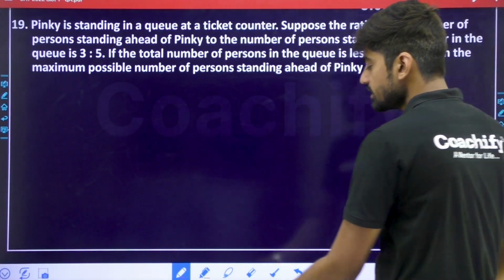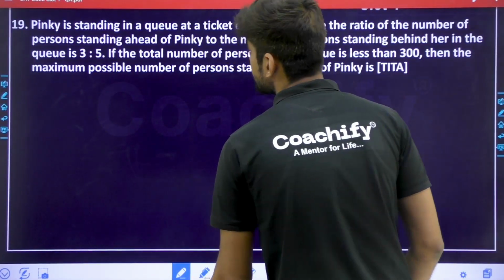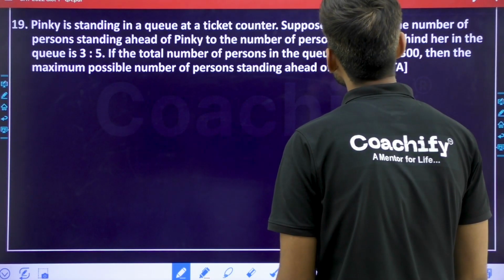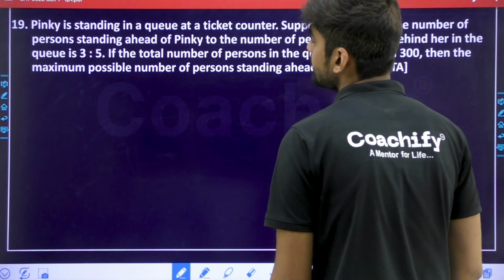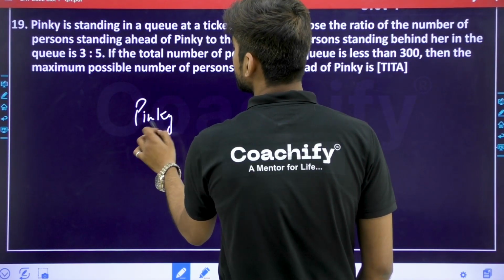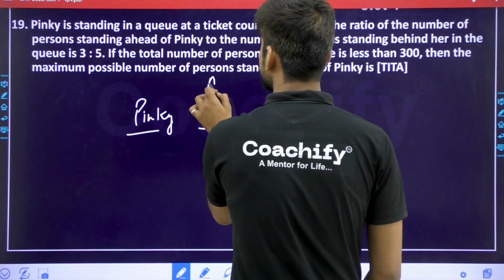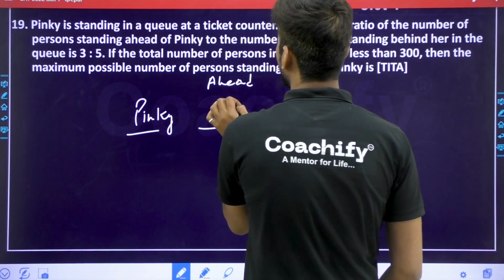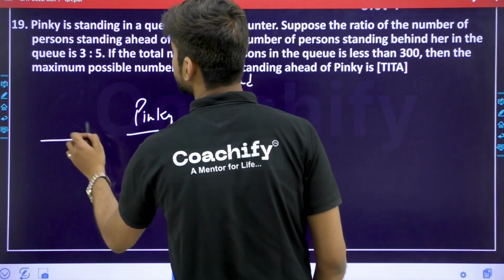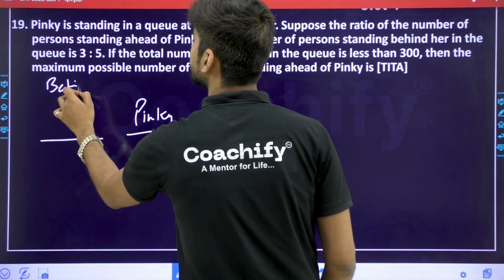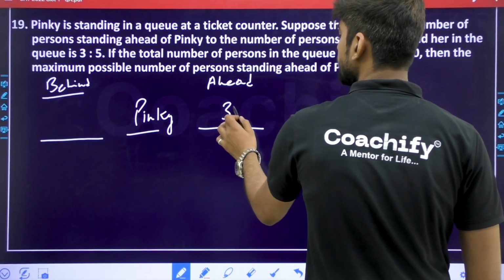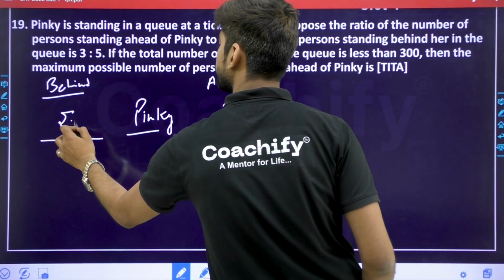And the question says that Pinky is standing in a queue at a ticket counter. Suppose the ratio of the number of persons standing ahead of Pinky, so let's say here's Pinky, the number of persons ahead, so this is ahead, and to the number of persons standing behind her, so this is behind, let's say. So the ratio is given as 3:5. So if this value is 3x, this value will be 5x.